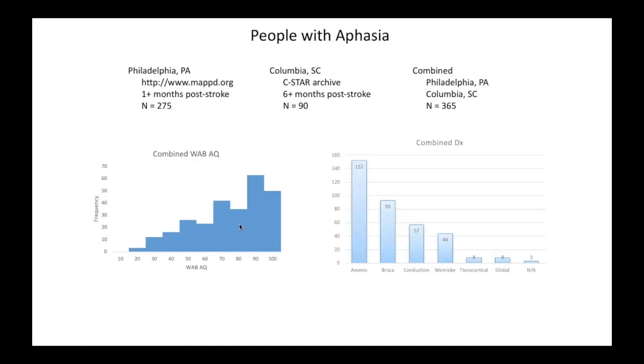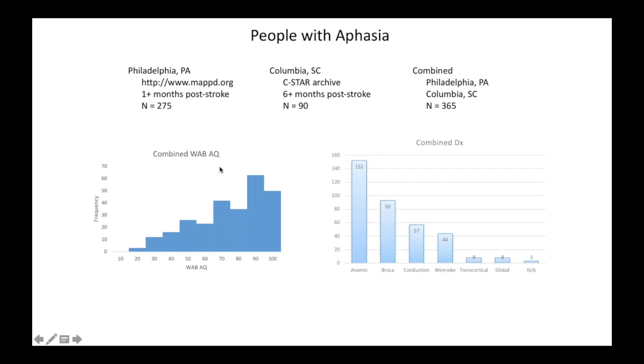So we looked at a lot of data. 275 participants from a database of patient data that was collected in Philadelphia, Pennsylvania, and then another 90 people. Actually, a lot of these analyses are just with 89 people because one of them didn't produce any attempts on picture naming, which is not a problem for the MPT model, it is a problem for the DEL model. So 90 of these people came from Columbia, South Carolina. This is the Aphasia Recovery Archive. Together there's 364.